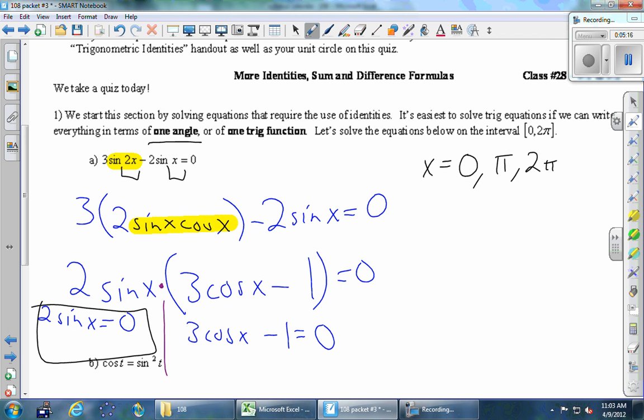3 cosine x minus 1 is 0 requires more work, so let's do it. I guess we want to get cosine by itself, so add 1. And then after we've added 1, what do we do? Divide by 3. So we get cosine is 1/3. Is 1/3 on our unit circle? Nope. So what button are we using on the calculator? Inverse cosine.